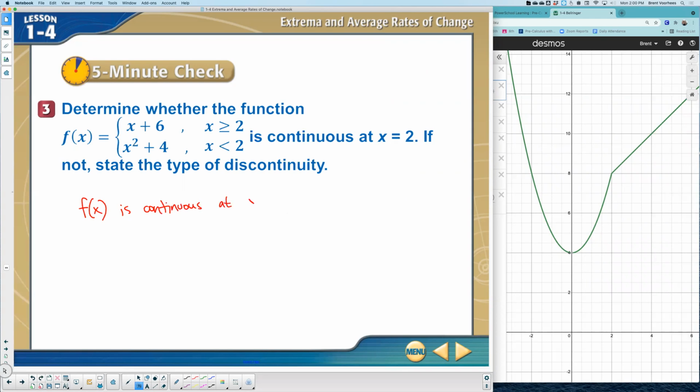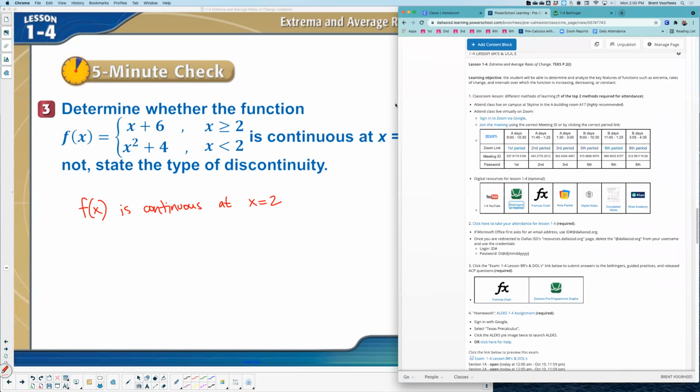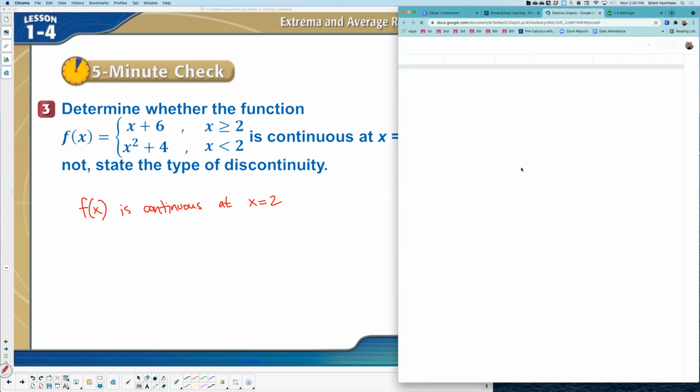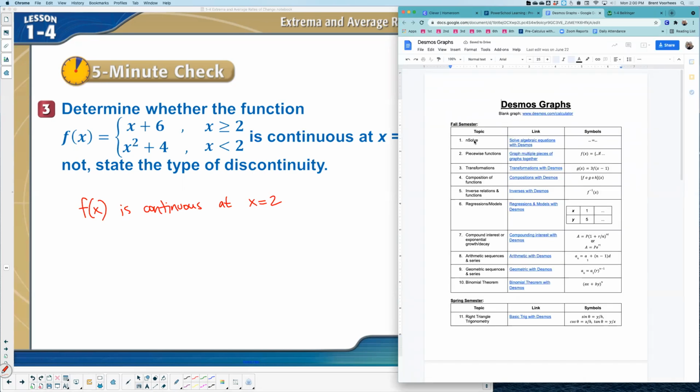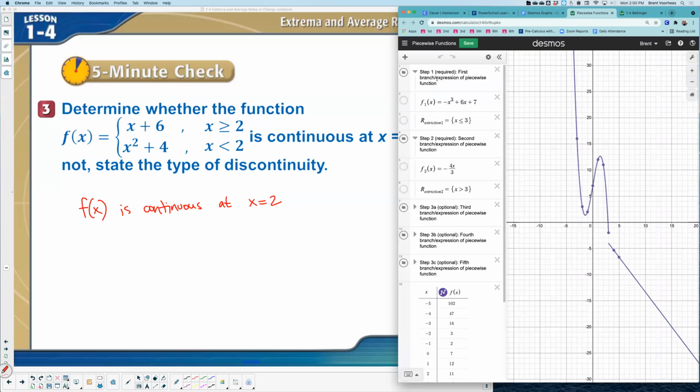F of x is continuous at x equals 2. And I need to show you, if you need to graph piecewise for any of your homework or anything like that, if you click on the Desmos pre-programmed graphs, it is the second link. The very top link is Insolve, if you remember Insolve on the Inspires. The second link is how you can graph piecewise. If you open that up, there are instructions you can follow through and it'll graph it for you.